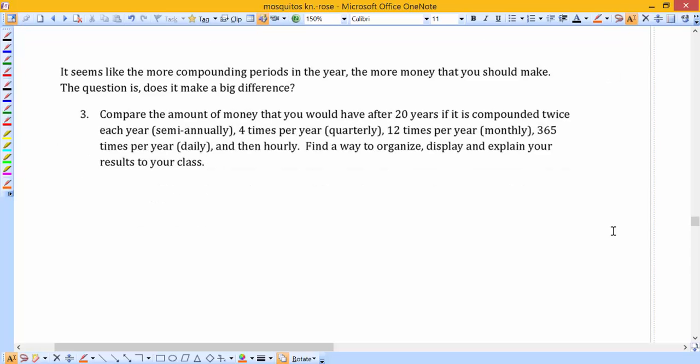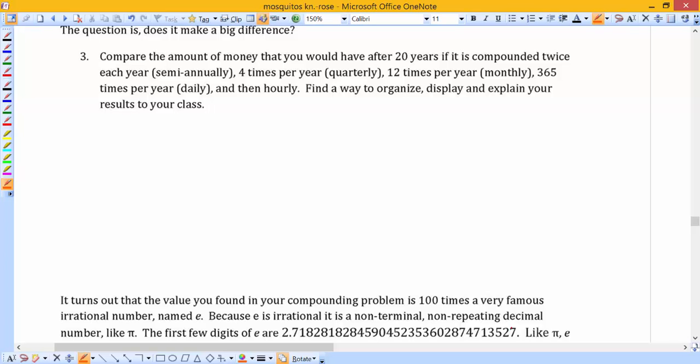So now it seems like the more compounding periods in the year, the more money that you should make. The question is, does it make a big difference? So what you guys are going to do now, and I am not going to do this for you, is compare the amount of money for 20 years. So you're going to use T equals 20, your principal is 100, your rate is 0.05. Your N is what's going to change. So you have to do this multiple times. You're going to go first with semi-annually, then quarterly, and then 12 times.